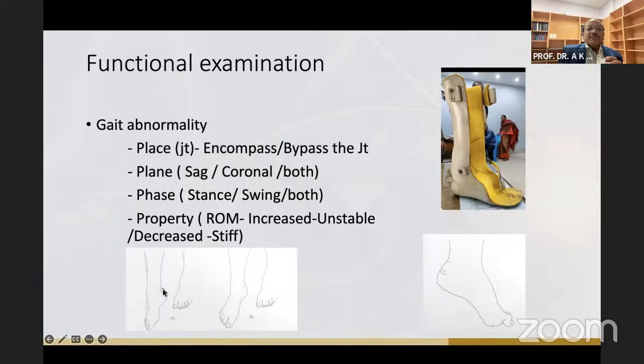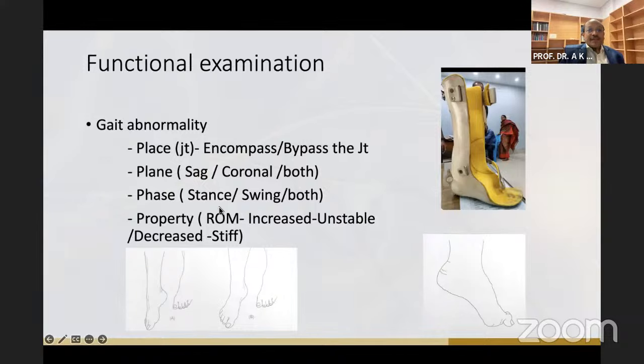If the subtalar joint is not involved, then this anterior trim line should be behind the malleoli, so that some amount of inversion will become possible. But if the foot is collapsing medially, in that case we have to choose this one.